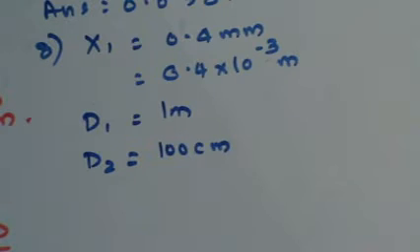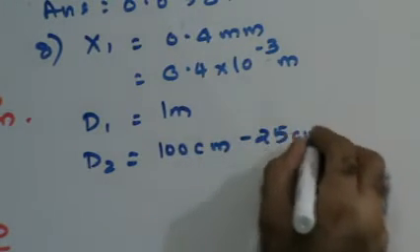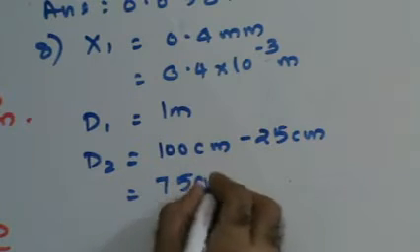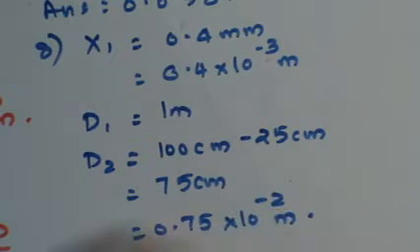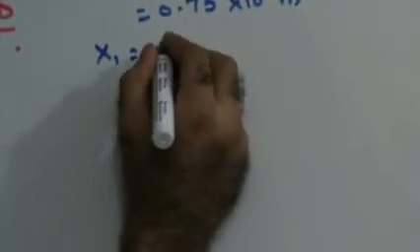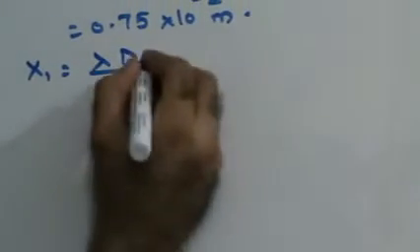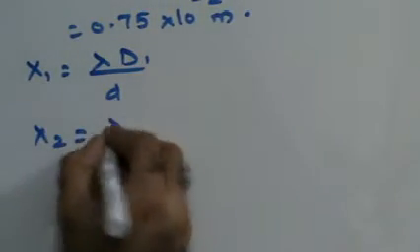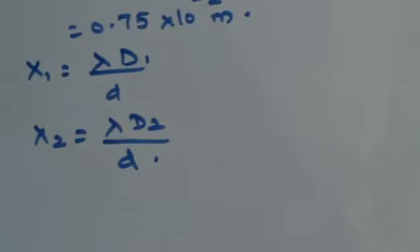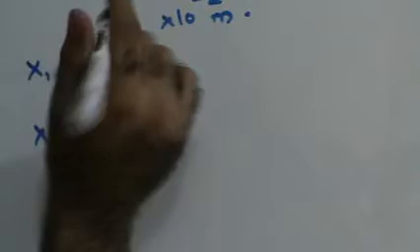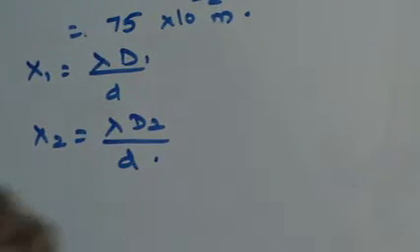Now guys, it was at a distance of 100 centimeters from the biprism. It is going to move 25 centimeters towards. So my new distance is going to be 75 centimeters, that is nothing but 0.75, or 75 into 10 raised to minus 2 meters. Now fringe width we know is nothing but lambda D by d. So this is lambda D1 by d. Similarly, fringe width is lambda D2 by d. Right? Now divide the two equations.